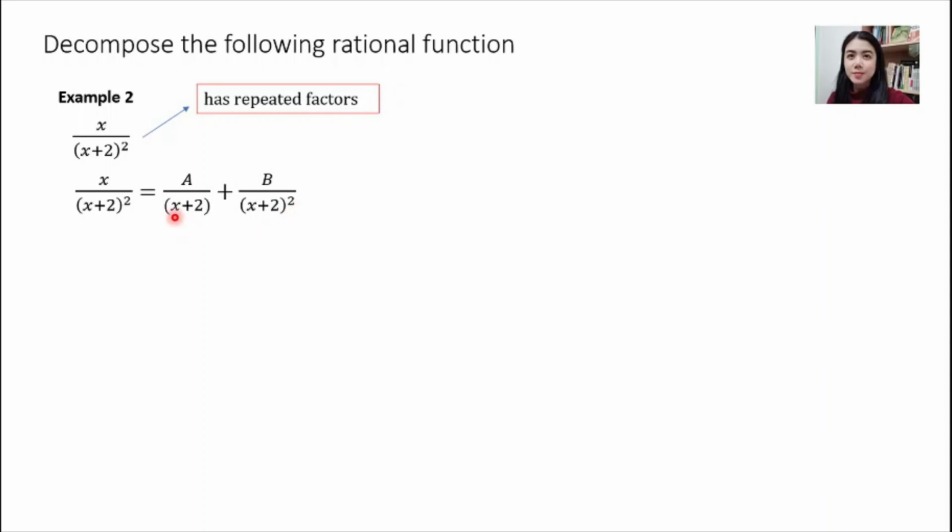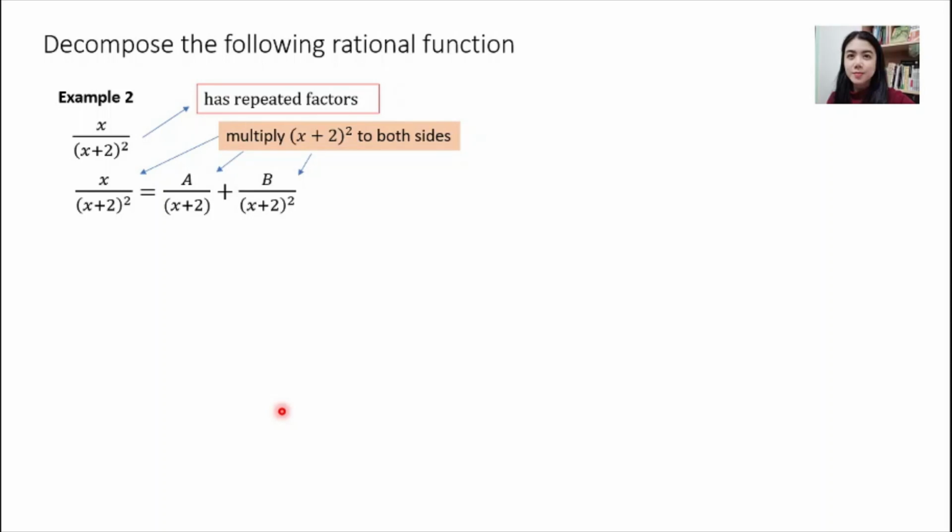Let's just analyze what is inside the bracket. Inside the bracket you have x power 1. Therefore, at the top, you should have a constant. And this is also x power 1. Therefore, at the top, you should have a constant also.